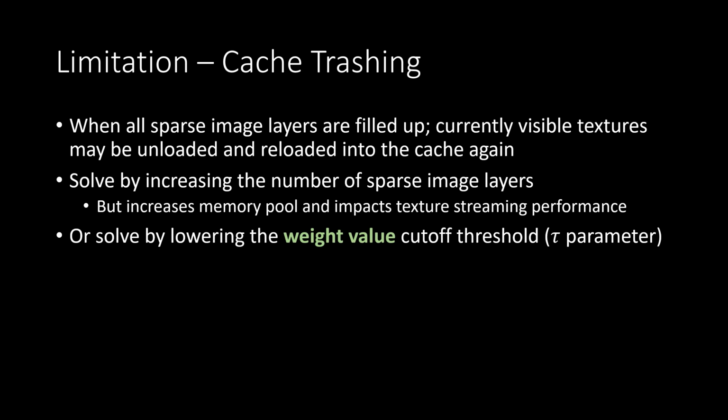One limitation of our system is cache thrashing. When all the sparse image layers are filled up, currently visible textures may be unloaded and reloaded into the cache again. We solve this by increasing the number of sparse image layers, but this increases the memory pool and impacts texture streaming performance. We also can solve it by lowering the mesh weight cutoff threshold in the compute shader.